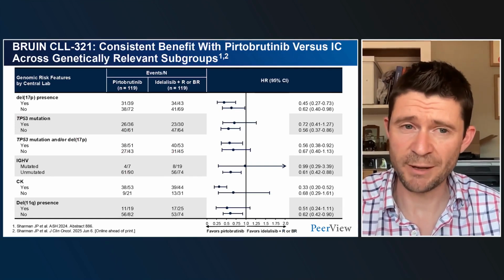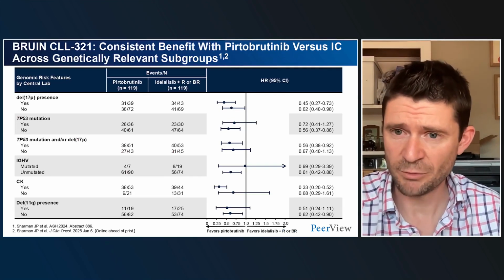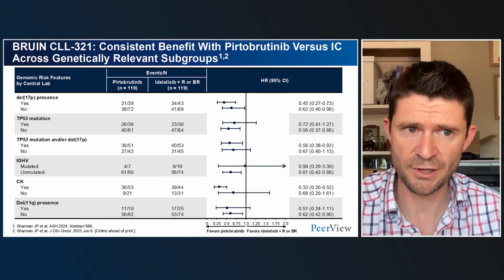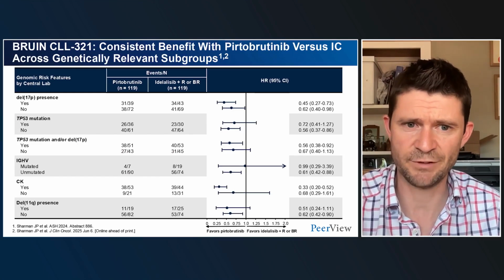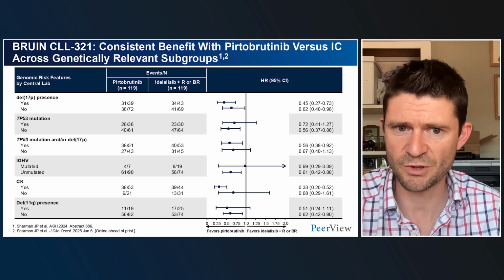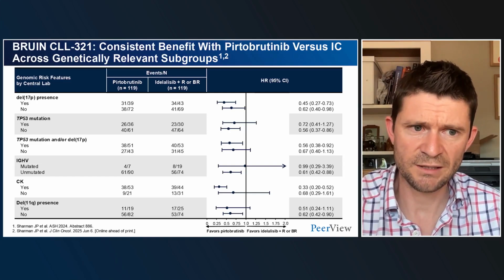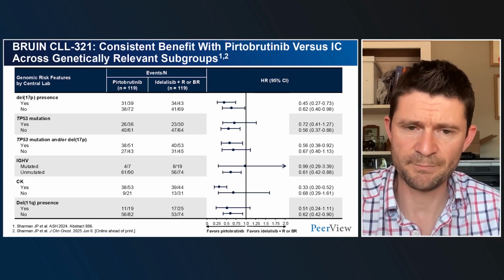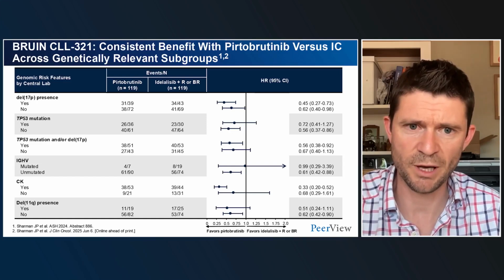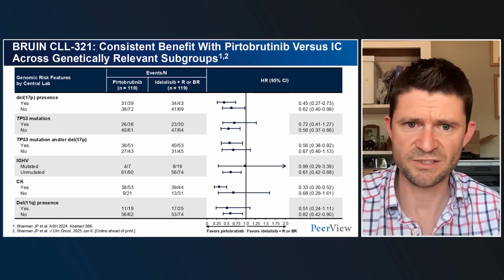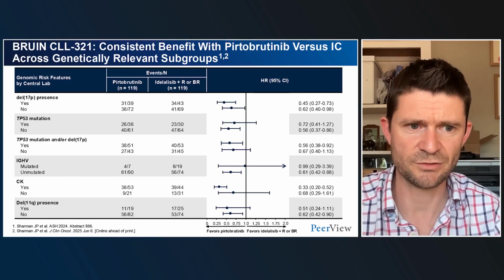The clinical trial demonstrated a consistent benefit with pirtobrutinib across a range of relevant subgroups. Now, of course, this trial is relatively small, and so the confidence intervals are quite wide. But as you can see there, the direction on the forest plot demonstrates benefit for pirtobrutinib across all subgroups where there is a reasonable number of patients, including those with a p53 deletion or mutation.